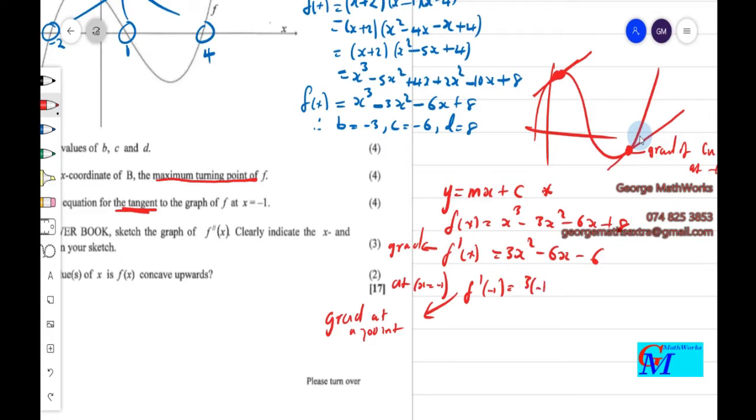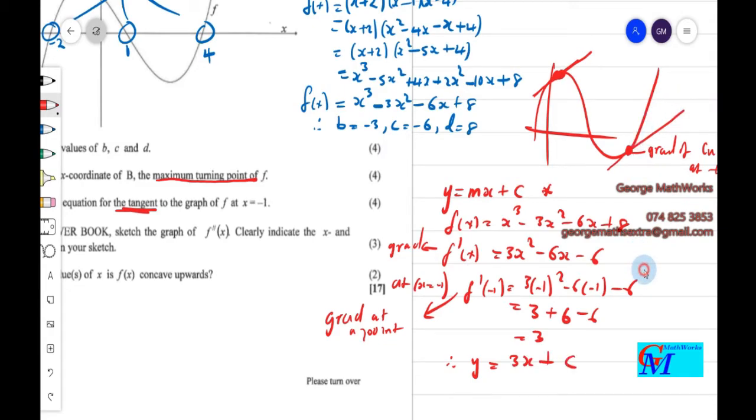You have 3 times (-1) squared minus 6 times (-1), then minus 6. This will give me +3, positive, this one will give me +6, then minus 6. So the gradient is 3 plus 6, that's 9, minus 6, that's 3. Therefore, the equation becomes y equals 3x plus c.